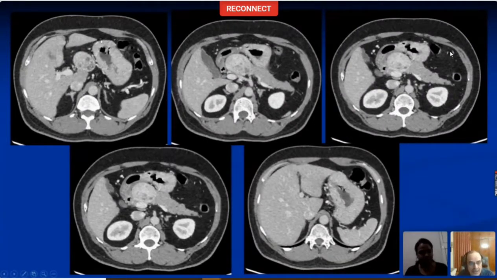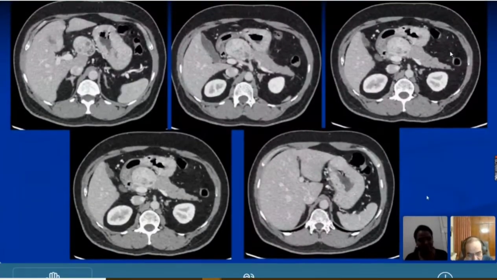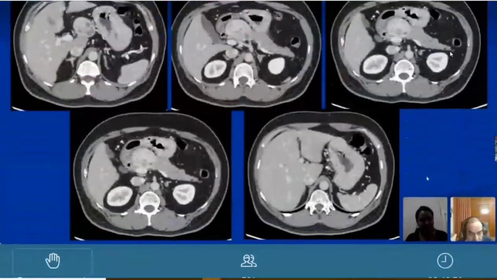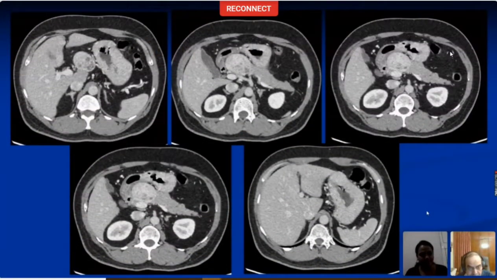Okay, so we have a thick-walled stomach, and we have a lesion in the neck of the pancreas. What are you suspecting, and what will you tell your clinician to do? Sir, neuroendocrine tumor. Of what kind? Which of the neuroendocrine tumors? To explain this thick-walled stomach?